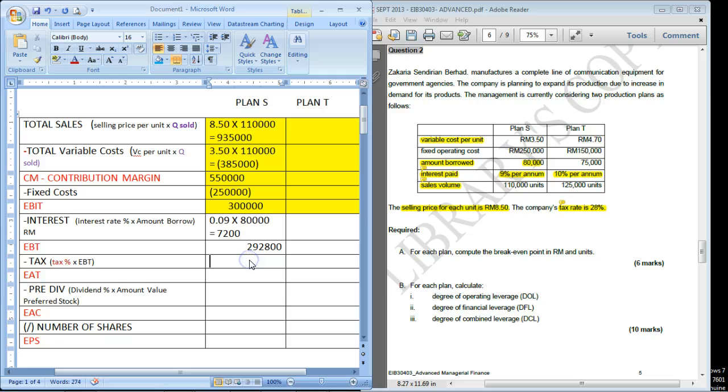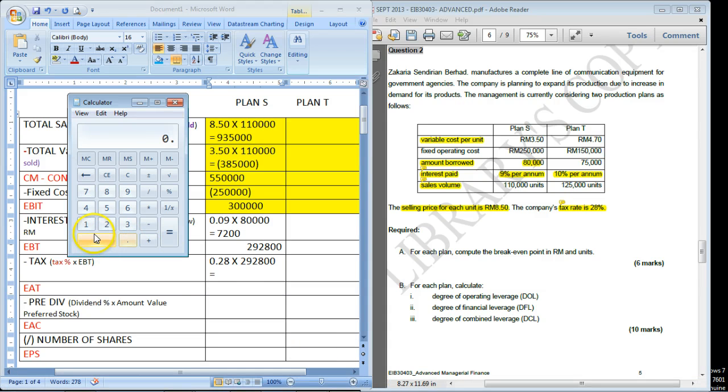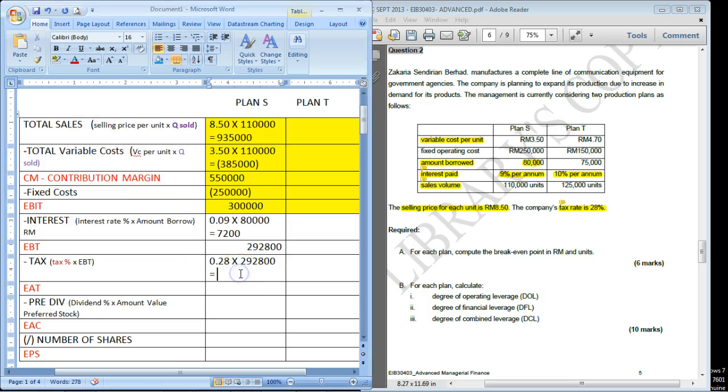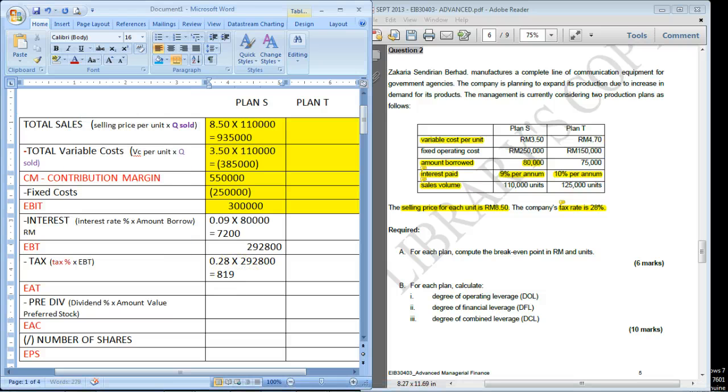Okay, so come we try to calculate together. Remember to change it to decimal. Times your EBT. What is your EBT? 292,800 equals to, you have to calculate 0.28 times 292,800. Too fast. 81,984. Correct? Okay, so how to find your EAT?